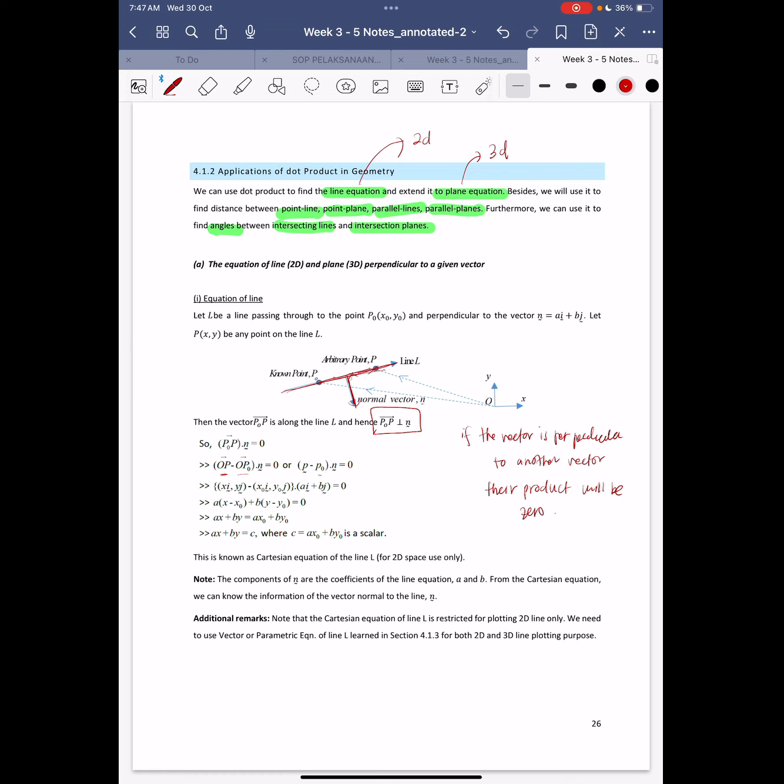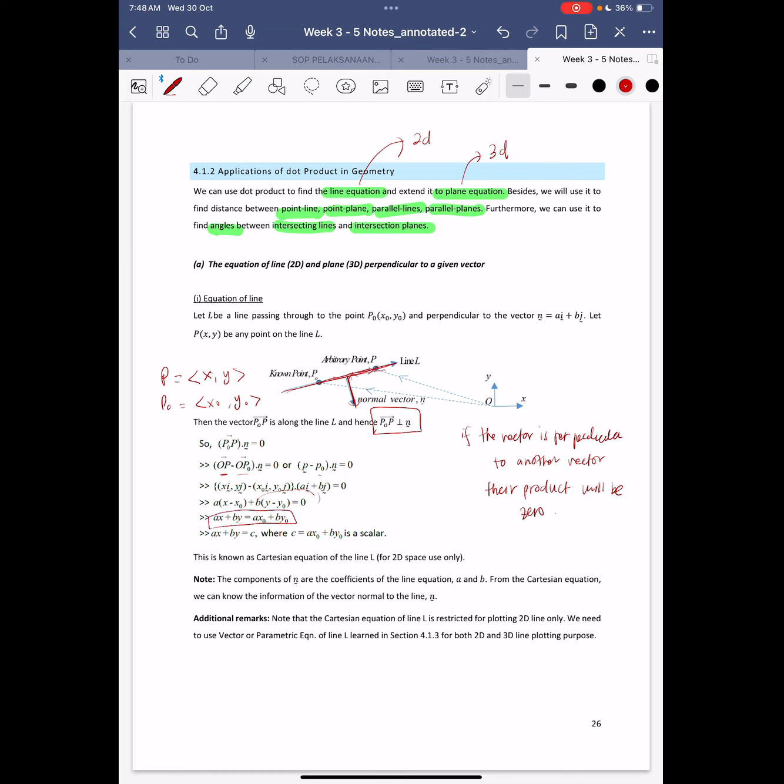So P minus P0, we know that P is vector (x, y), and P0 is vector x0 i and y0 j, right? So P0P is P minus P0: x minus x0, and then y minus y0, dot product with ai + bj. So in return you will get a(x minus x0) plus b(y minus y0). So negative ax0 and negative by0, bring it to the other side. This will be like this.